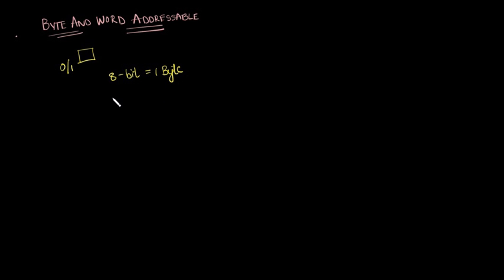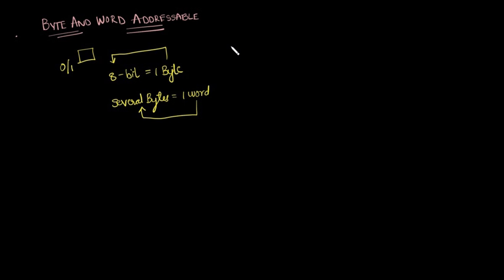In the same way, when we group several bytes, then we call it 1 word. For 1 byte, there is a fixed value of 8 bits. But for 1 word, there is no fixed value of how many bytes comprise a word.